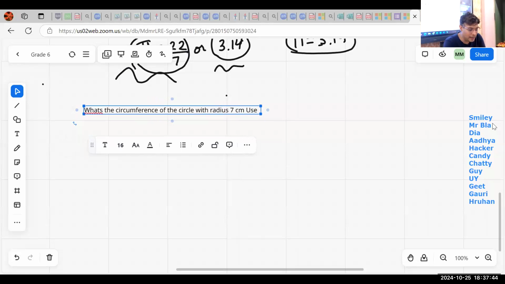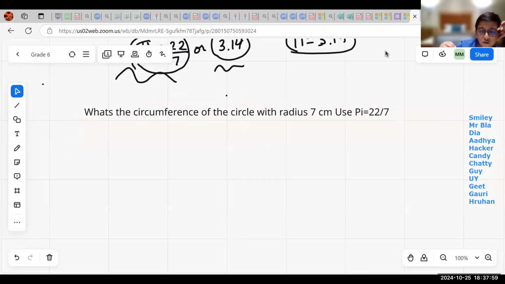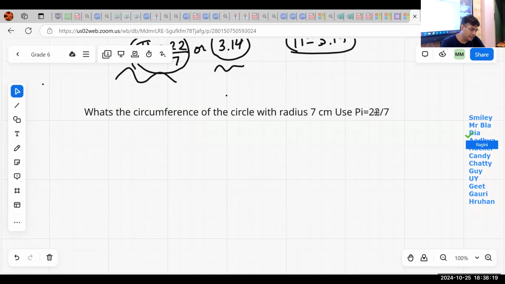So use pi. Where is the pi symbol? Can I write pi equal to 22/7? Yes, we have to use 22/7, it's written here, so use that. Sir, but the answer will be the same, right? There will be minor variations in the answer, both ways, because this is more accurate and that is less accurate.